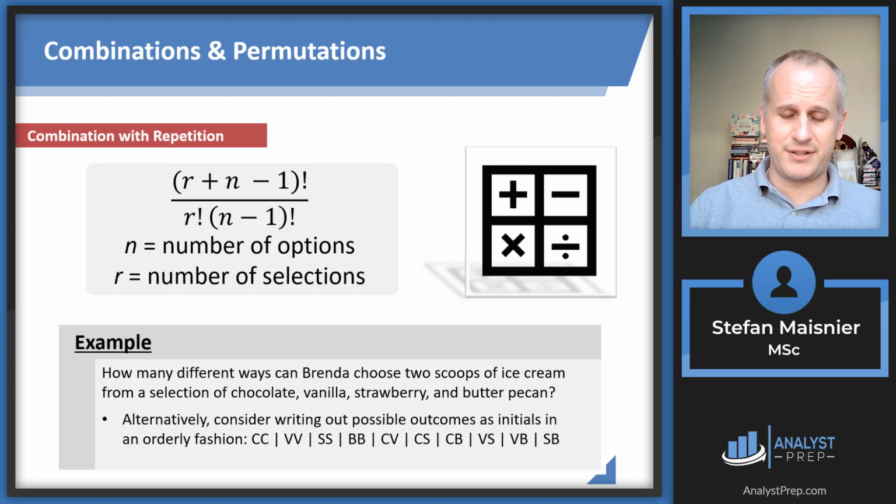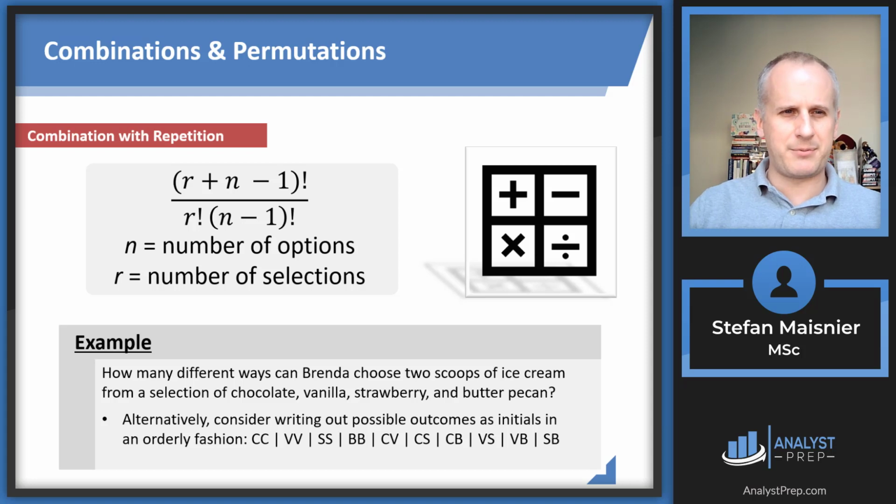So you can see, we just list them out. Chocolate, chocolate. Vanilla, vanilla. Strawberry, strawberry. Butter pecan, butter pecan. So there's 4 options right there. Then you go through all of the options that have one chocolate. So chocolate vanilla, chocolate strawberry, and chocolate butter pecan.